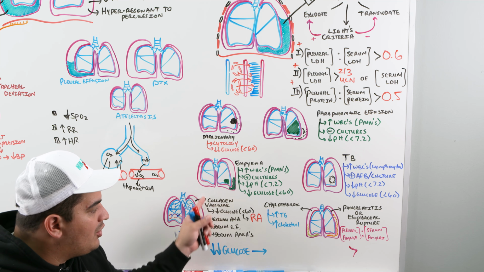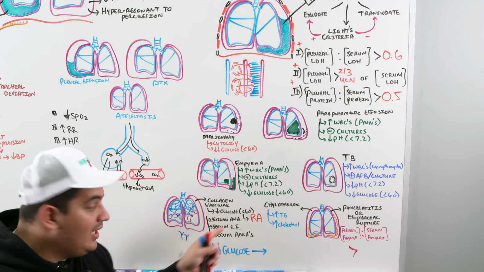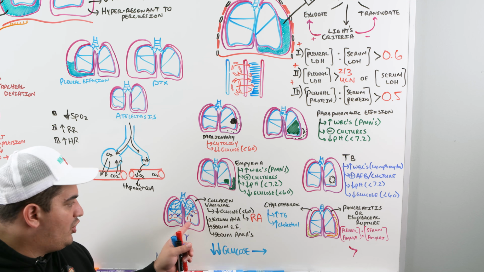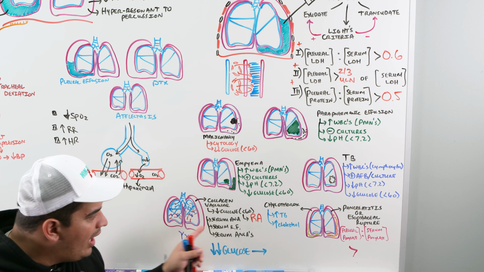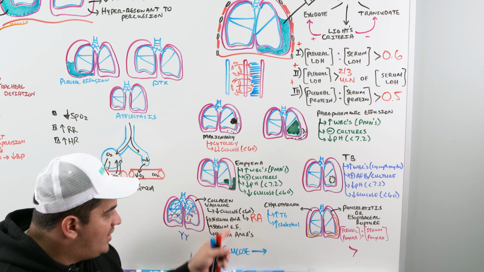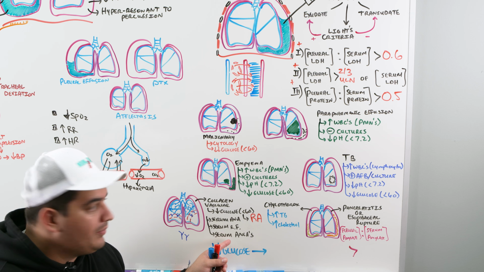If you have a collagen vascular disease where you have a low glucose less than 60, send off these serum labs. You're not going to get this from the pleural fluid. You're going to have to check the blood for that. Okay? But right away, you see glucose less than 60, think RA. So send off these serum labs reflexively.